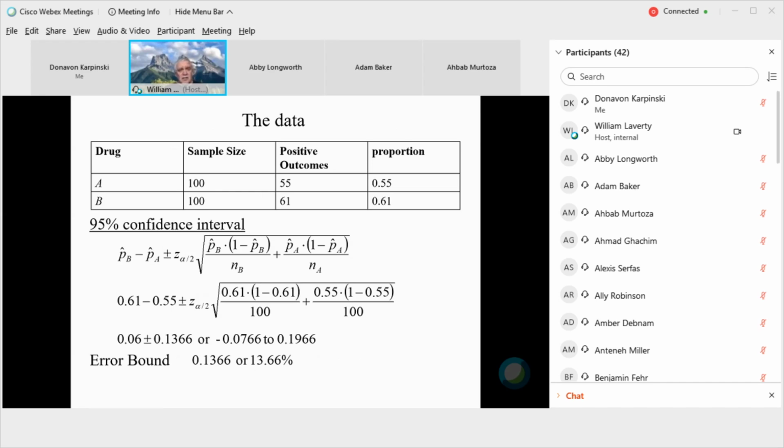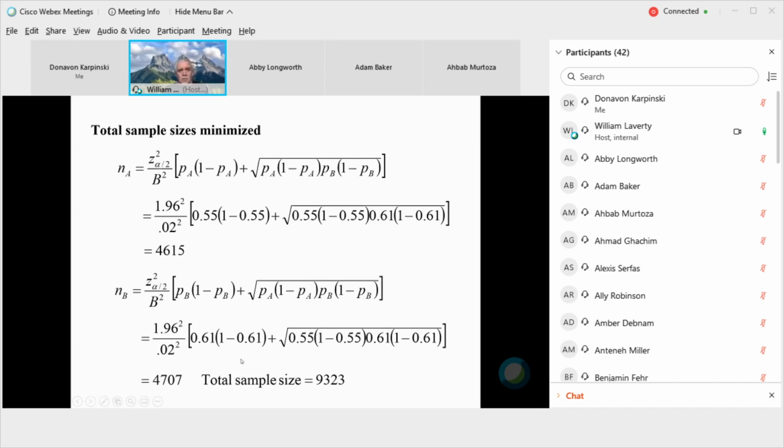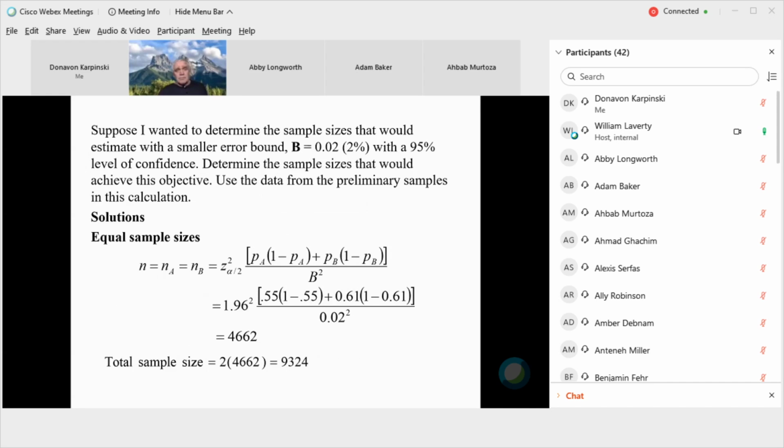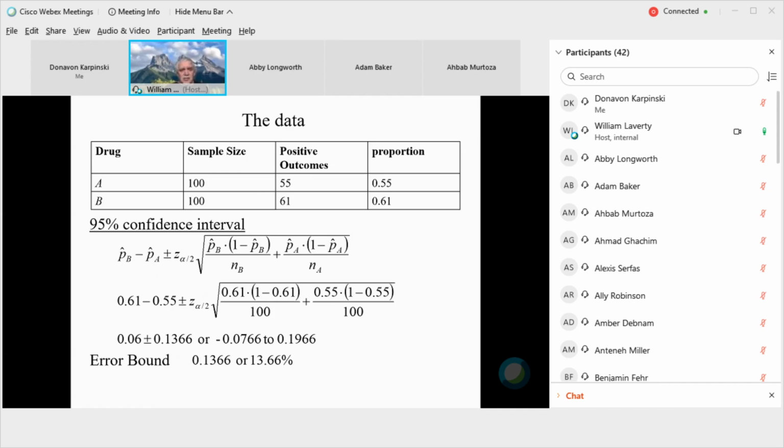Maybe we want something that has a much more accurate estimate, much smaller error bound. So suppose I want to determine the sample sizes that would estimate with a smaller error bound, 2% rather than 13%, with a 95% confidence interval. What should the sample sizes be? The original sample sizes were 100.